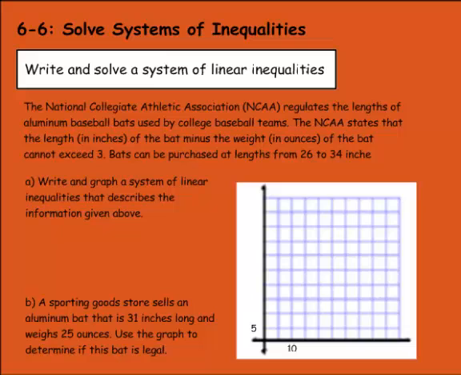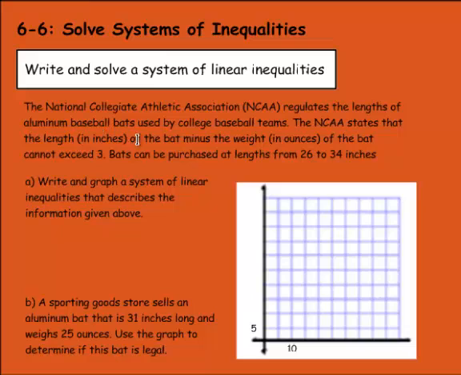Let's write and solve a system then. The National Collegiate Athletic Association, or NCAA, regulates the lengths of aluminum baseball bats used by college baseball teams. The NCAA states that the length in inches of the bat minus the weight in inches of the bat cannot exceed 3. Bats can be purchased at lengths from 26 to 34 inches. So it says write and graph a system of linear inequalities that describes the information given above.